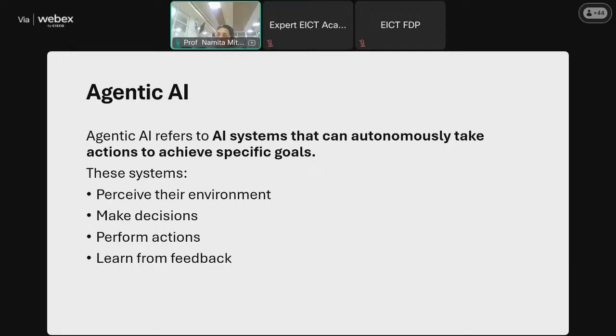And they perform actions, like sending a reply back to emails, and learn from feedback. Out of 100 emails, if one is going wrong, one is not correct as per my satisfaction, then we can ask them to do it again and correct it. That is learning from feedback.